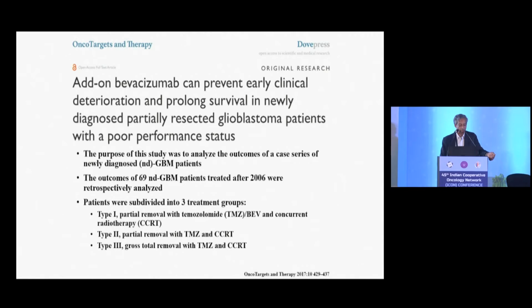This is one more paper talking about the use of bevacizumab upfront, and they found that this can prevent early deterioration and prolong survival in partially resected GBM. So I think most GBMs are not completely resected, as we understand, because they are interested in decreasing the neurocognitive deficiency which can occur because of extensive removal. So maybe this is one of the ways.